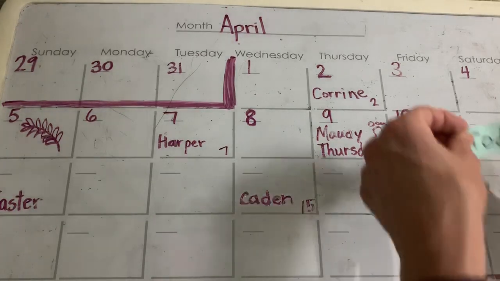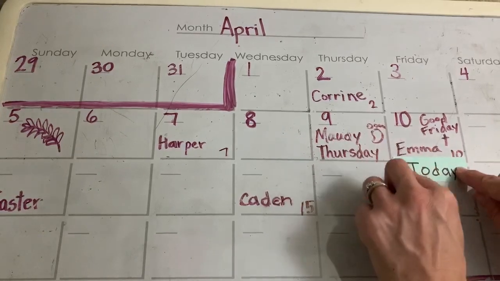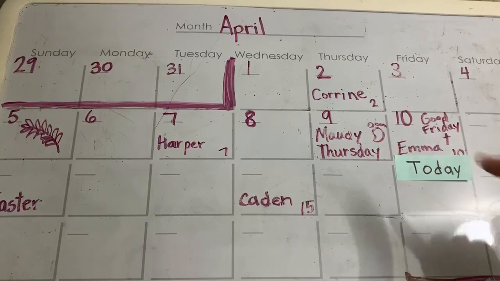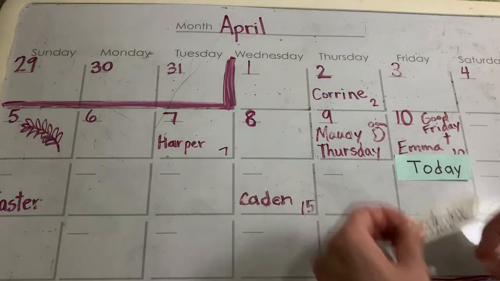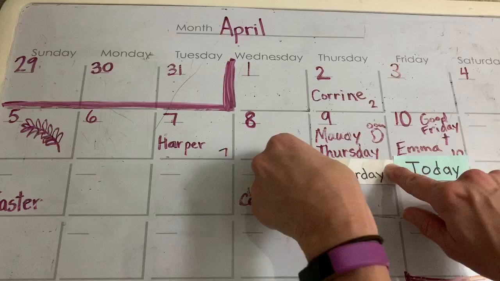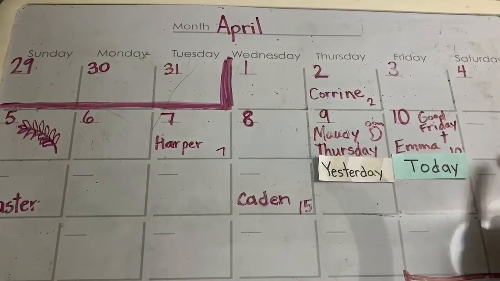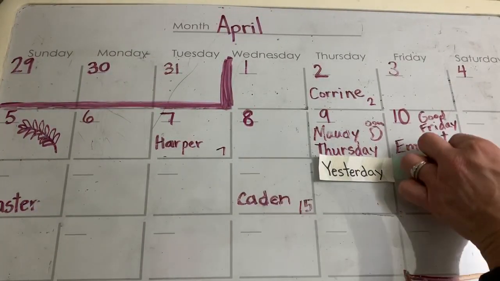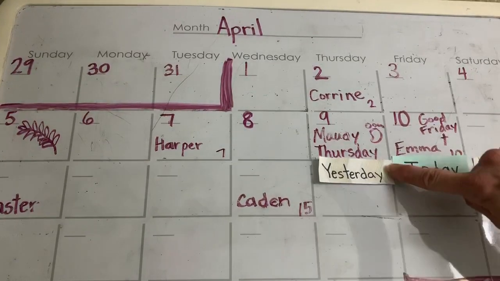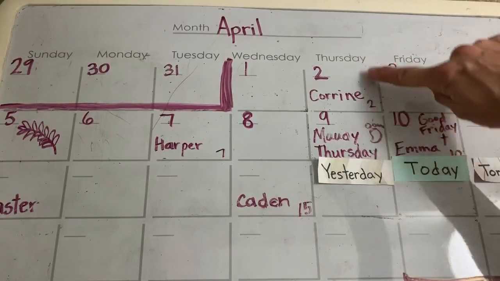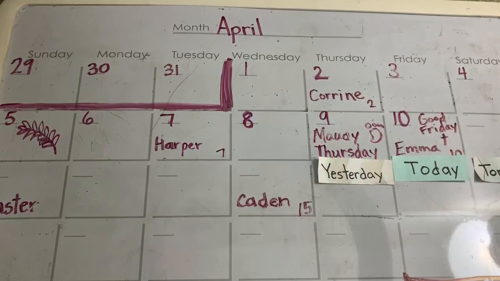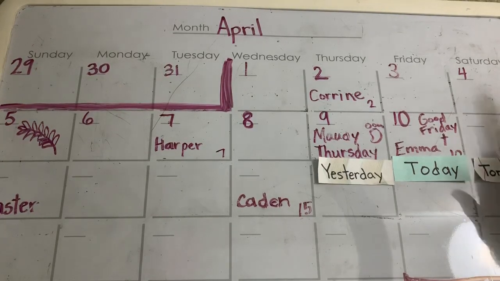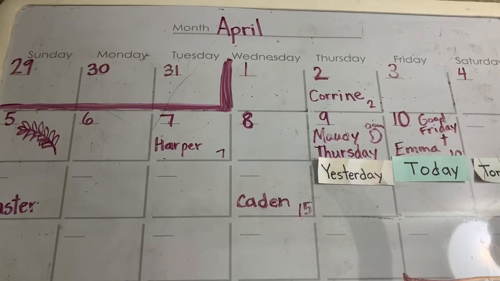We have today. I'm gonna put it right underneath. Today, looking back at what has already happened, that's yesterday. And then looking ahead to what comes next, that one's tomorrow. Yesterday was Thursday, today is Friday, tomorrow will be Saturday. The end of the week.